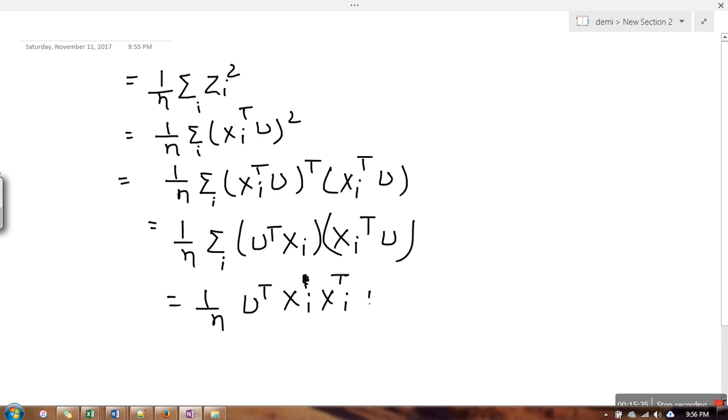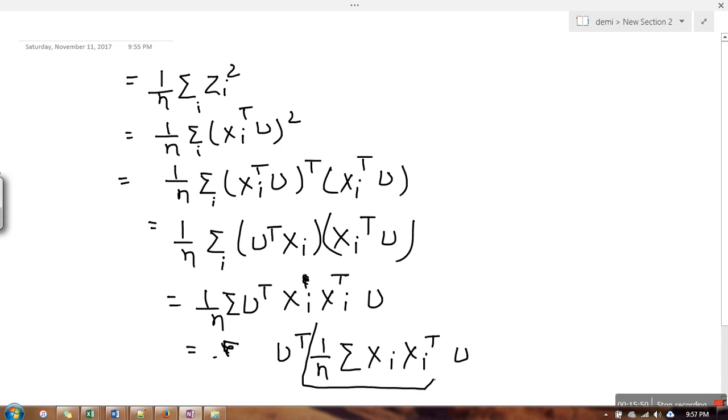This is the transpose u, and let me take this summation inside. As you can see, these u are not having any i. The only changing part is this one. So I can write this as... Now what is this entity?